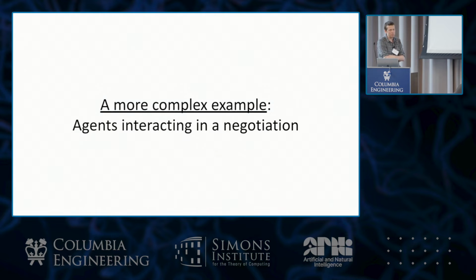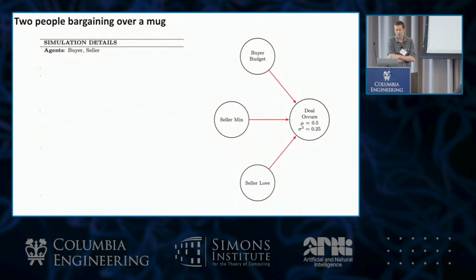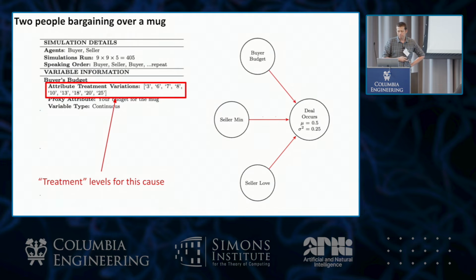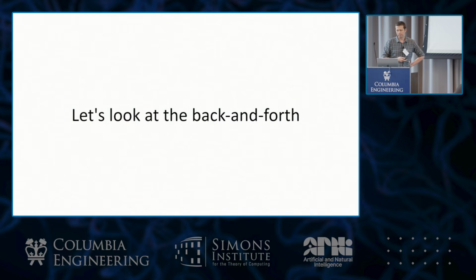Okay, so let me give you a slightly more complex example, and you need a better model to do this. This one has agents actually interacting in a negotiation. The scenario is two people bargaining over a mug, and we did a lot of simulations here, and we varied the buyer's budget and the seller's reservation price, and the seller's feelings about the item itself. And the outcome we're going to look at is, does a deal happen? We can try very easily lots of variations of how much the fictitious bidders value the item.